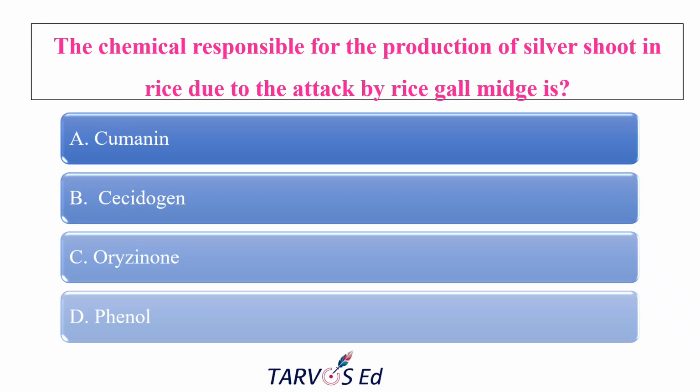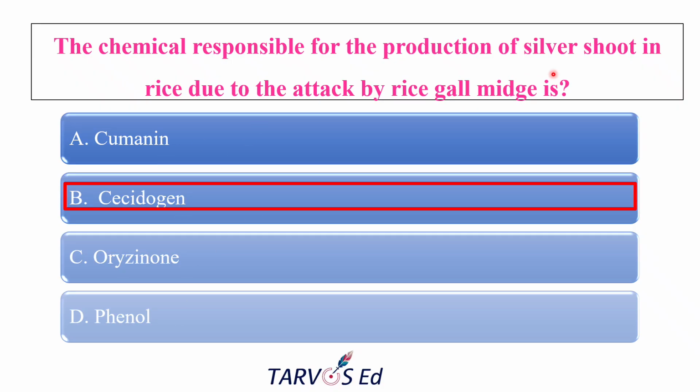And the next question is: the chemical responsible for the production of silvershoot in the rice due to the attack by rice gall midge. So they said the particular chemical is produced by the rice gall midge, but which chemical they asked? Due to the particular chemical in the rice, there will be the formation of silvershoot. Options are given: coumarin, cecidogen, oryzanone, phenol. So the correct answer is cecidogen.